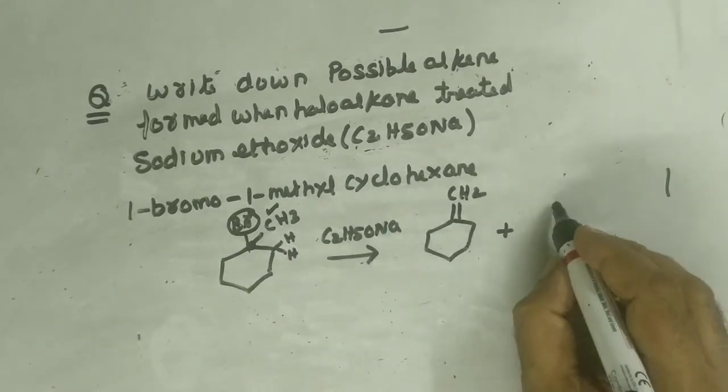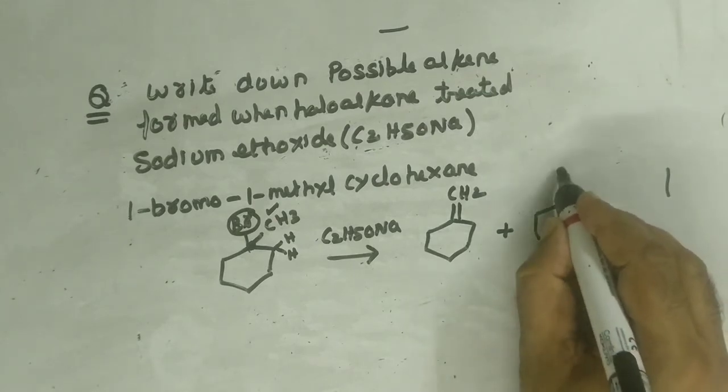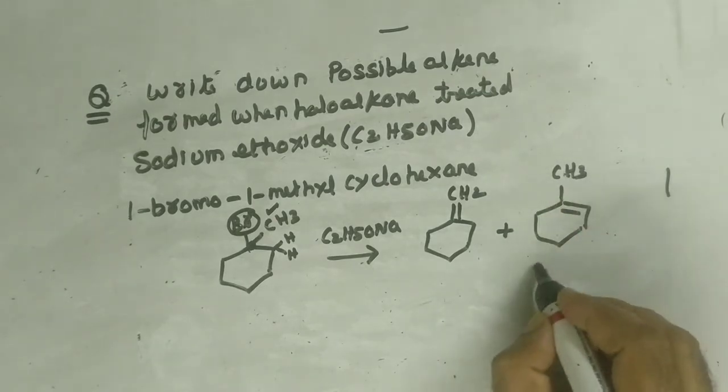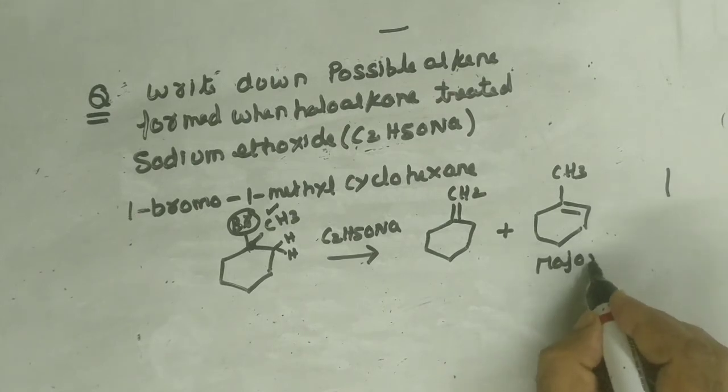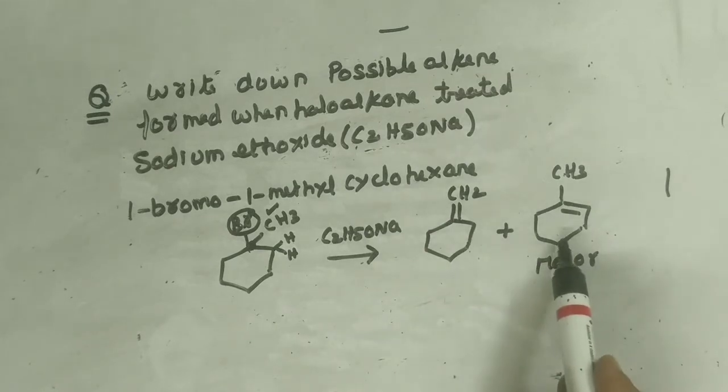And of course you can predict the major product. This will be your major product, because Saytzeff rule says mainly you remove hydrogen from where there is less number of hydrogens. This has 2 hydrogens, this has got 3 hydrogens. So mainly the H will go from this particular carbon. And as a result this will be major and this will be nothing but your minor product.